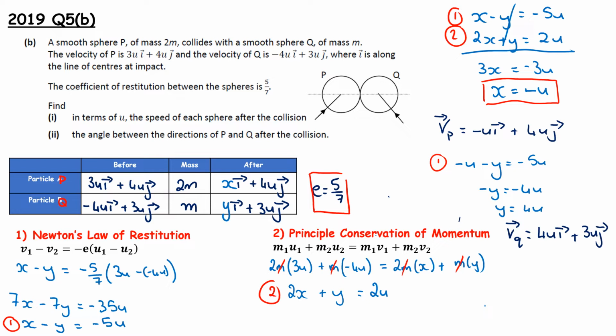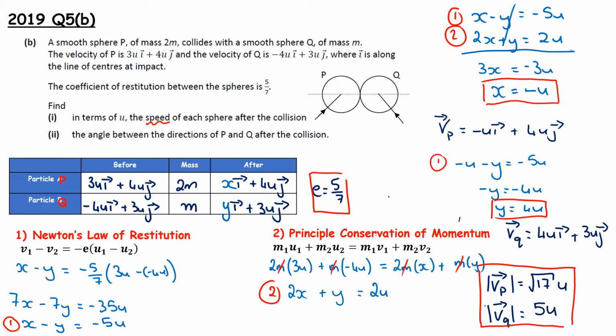So now that we have both velocities, we're actually looking for the speed. So the speed of p will be the square root of minus 1 squared plus 4 squared. So that's going to be root 17u. And the speed of q works out just as 5u. And these are our two speeds. So this is all part 1.